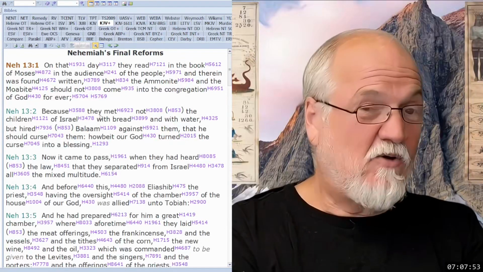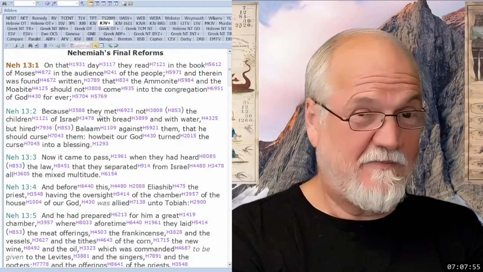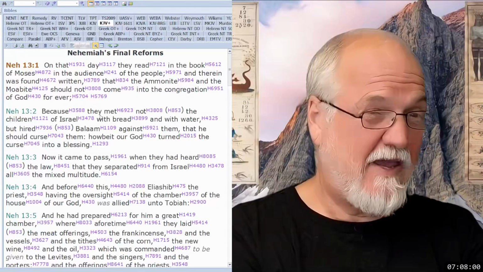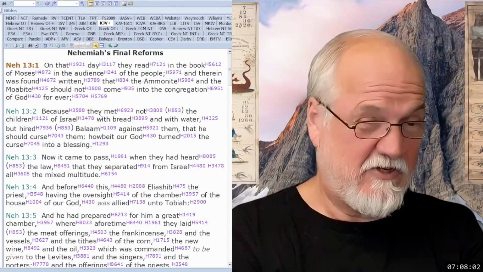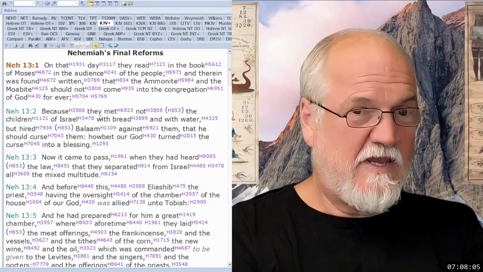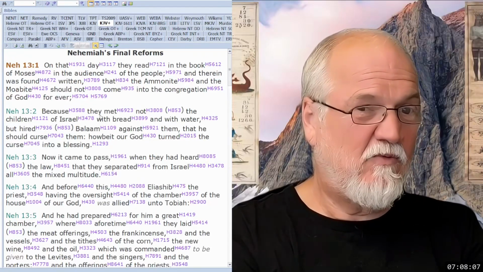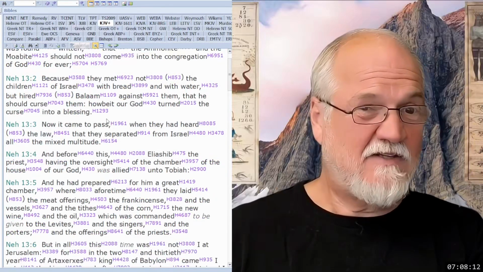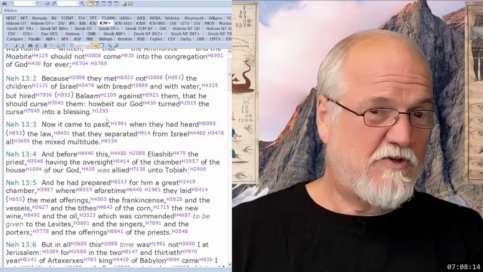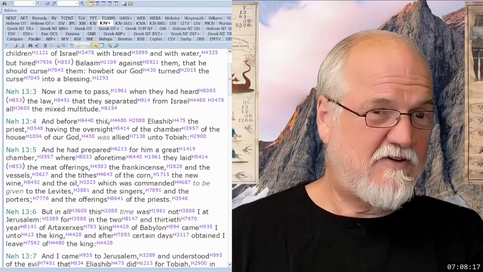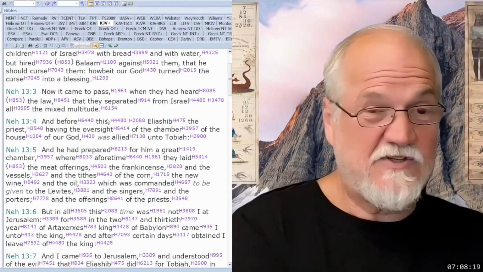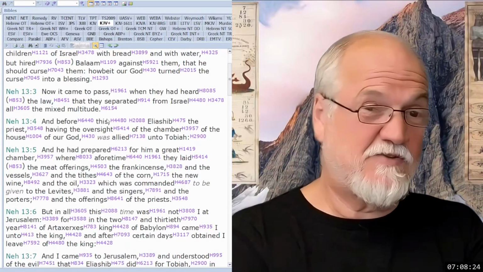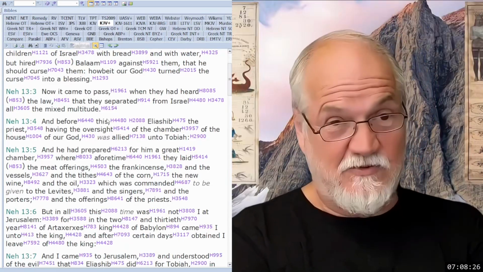So all we know is that this is something that was done openly, that there is this alliance between Eliashib and Tobiah, which has to do with an alliance through marriage, right? For he had prepared for him a great chamber, where aforetime they laid meat offerings, frankincense, and the vessels and the tithes of the corn and the new wine and the oil, which was commanded to be given to the Levites and the singers and the porters and the offerings of the priests. So this is something that they had promised that they would do under Nehemiah's reforms, which they're not doing, right?